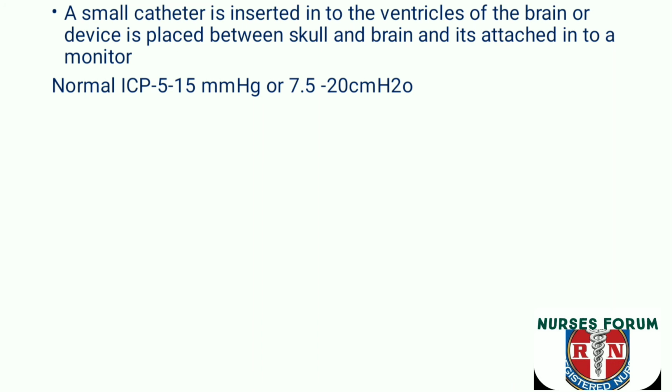A small catheter we insert into the lateral ventricles of the brain, and that catheter we connect to a monitor, so we get the ICP pressure. Or otherwise we place a device between the skull and the brain. That also we connect to a monitor, so we can get continuous ICP monitoring. The normal ICP is 5 to 15 mm Hg or 7.5 to 20 centimeters of water.